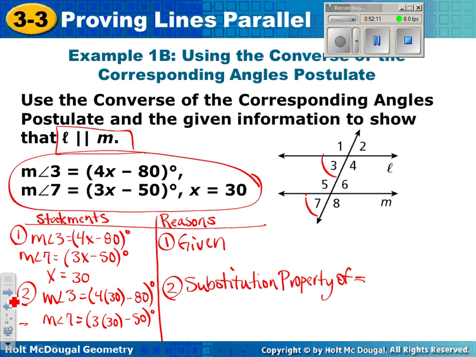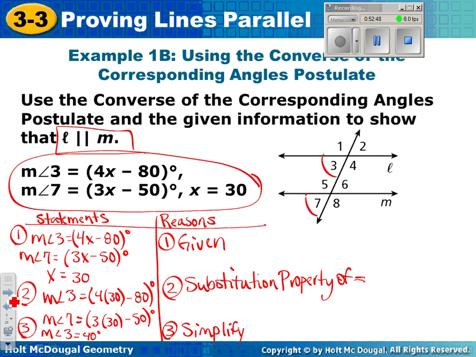So what would our next step be? Simplify. Okay, so let's do that. If I simplify here, I can simplify a couple of different things, and I'm okay if you do it all at once, or you can make this 2 simplifying steps. It's up to you. But 4 times 30 is what? 120, and what's 120 minus 80? 40. So I am okay if you do all of that simplifying and just put simplify. Measure of angle 3 equals 40 degrees.